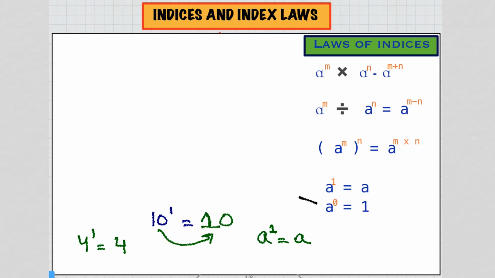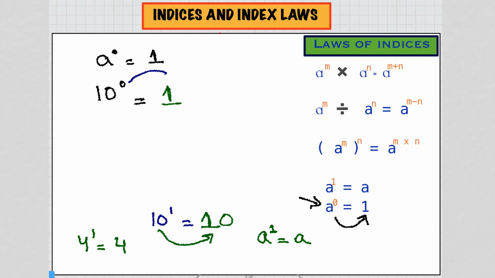But the last one is a to the power 0. That equals 1. When you have a to the power 0, it will be equal to 1. So let me give you some examples. You have 10 to the power 0. That would be equal to 1.